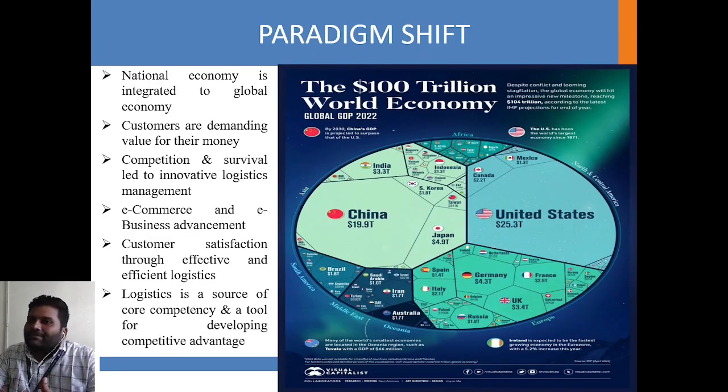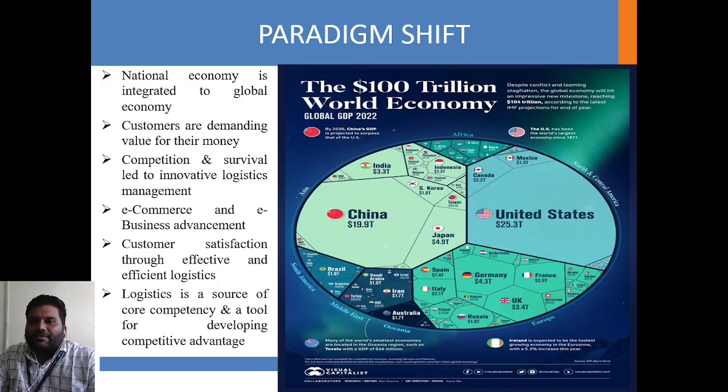So we're going to see here. It's a paradigm shift. The national economy is integrated into the global economy, right? Because right now, whatever you manufacture has to be done on a global scale, and only then can you enter the market. Whenever you look at China and the United States, most of the products are targeted all over the entire world. India contributes at a reasonable, marginal scale, followed by Germany, France, and UK. They are the main players here. Customers are demanding value for their money, which is why even other countries are able to penetrate our markets.